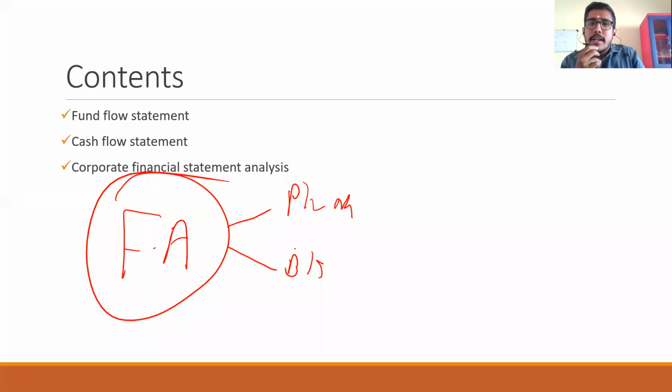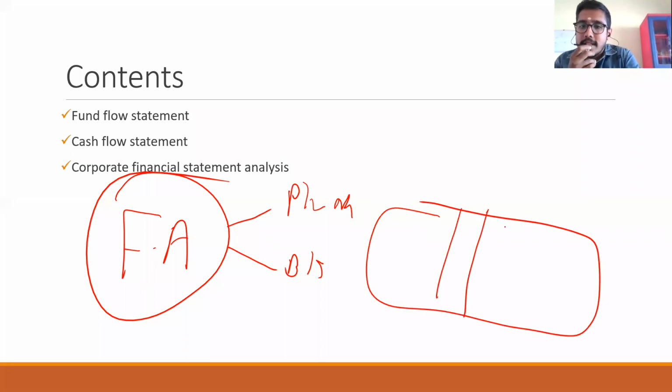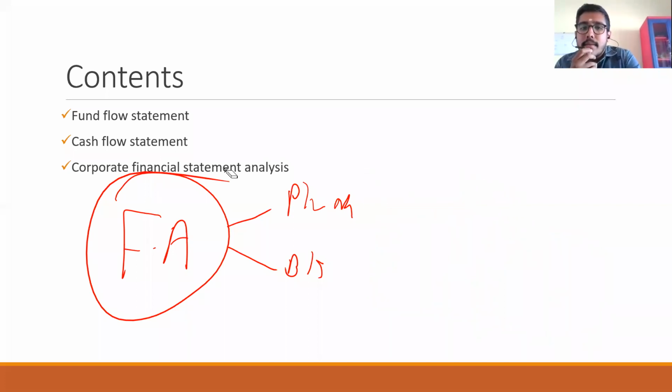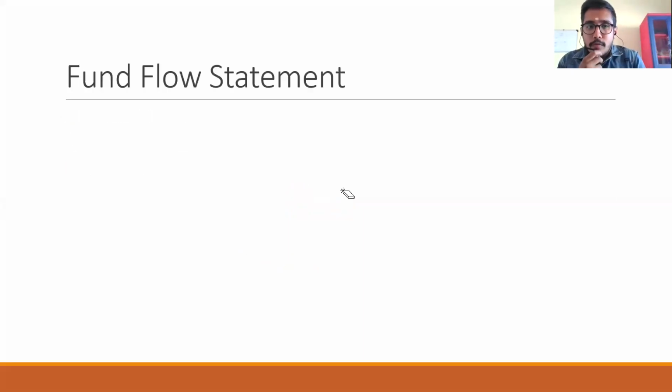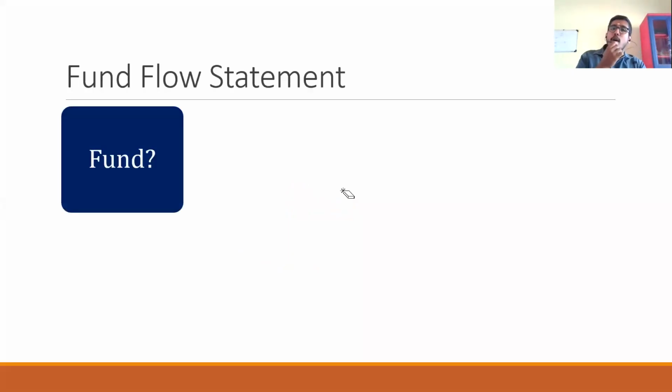So you will be given a question which has 2 years of balance sheet. That means you will be having a balance sheet or profit and loss account which has 2 columns, that is year 1 and year 2. From this only, you are comparing and preparing various schedules and various accounts to prepare fund flow statement and cash flow statement.